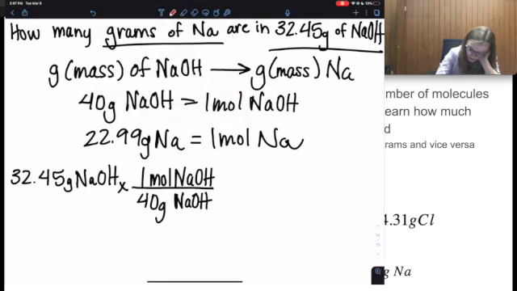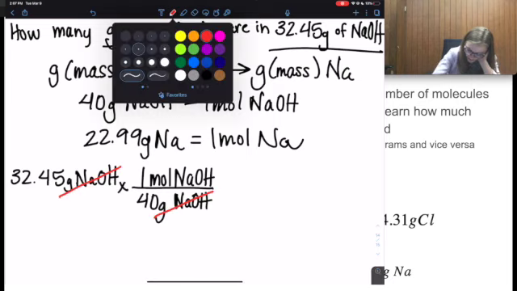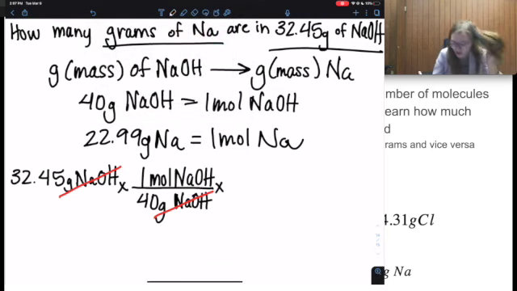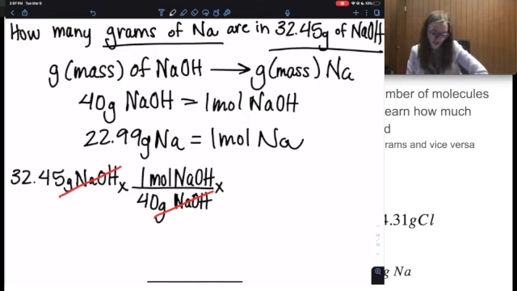So let's check our units. Now I've got grams of NaOH on the top, grams of NaOH on the bottom. Checks out. We're left with moles of NaOH. If I'm at moles of NaOH, I can compare the moles of sodium to the moles of sodium hydroxide so that I can eventually calculate the number of grams of sodium I have. Looking at my chemical formula, NaOH, for every 1 mole of sodium hydroxide I have 1 mole of sodium, because there is no subscript on sodium.